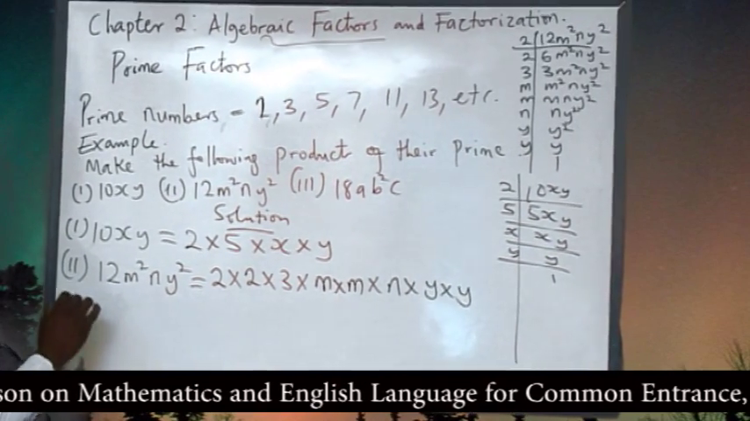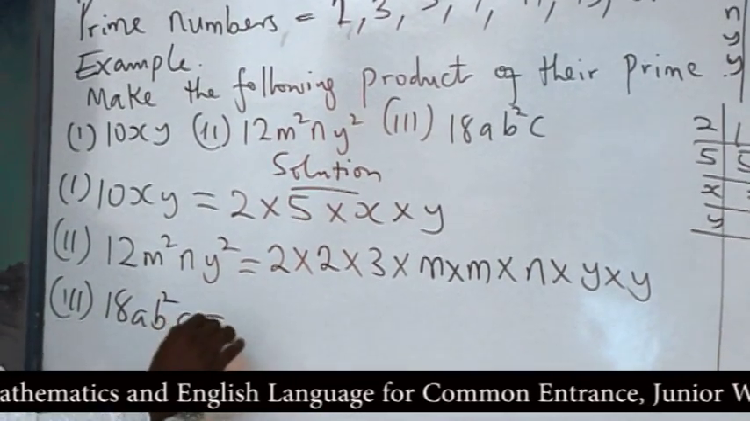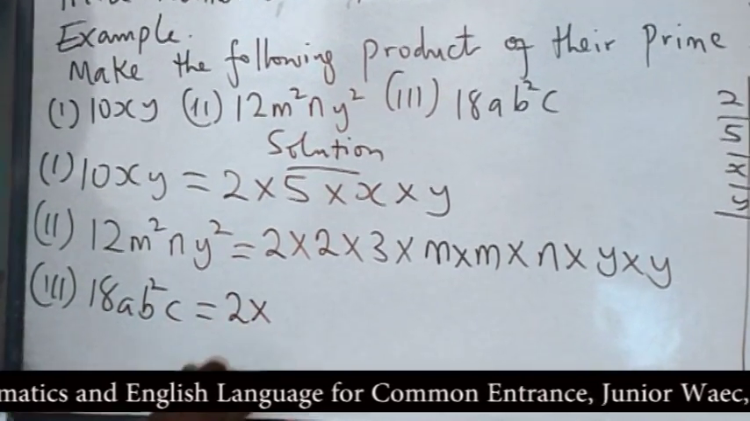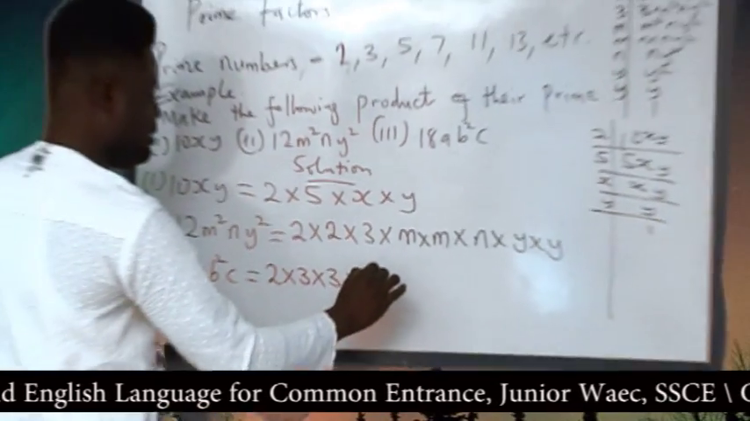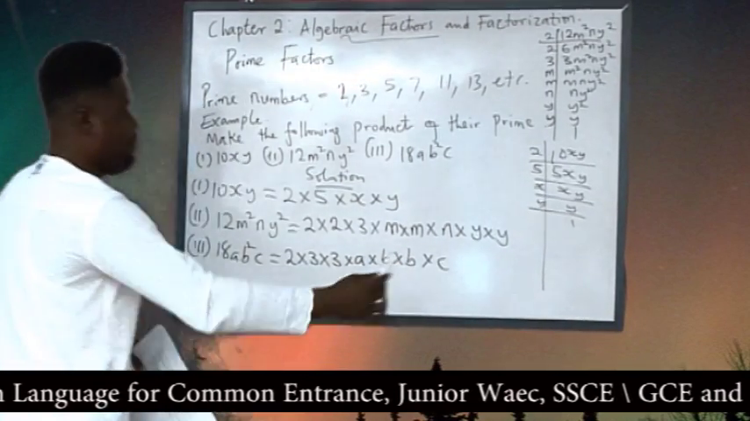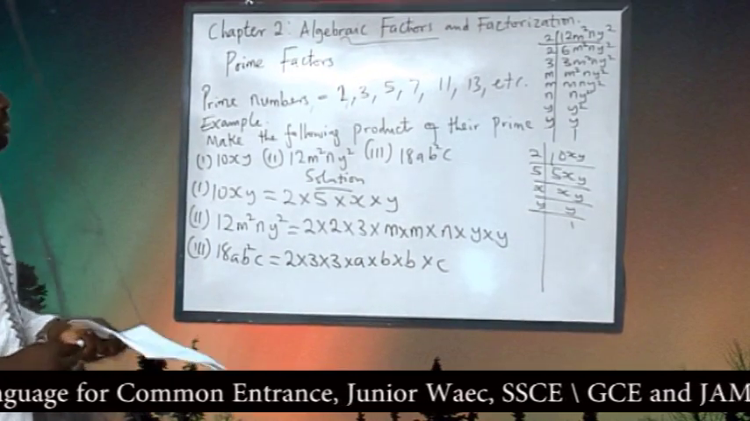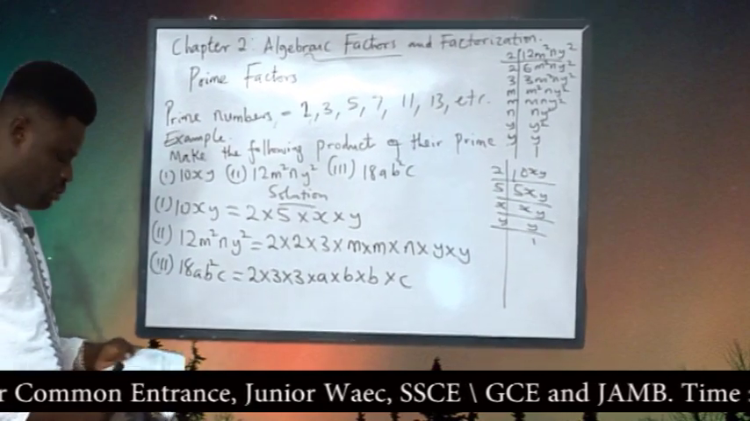So number 3, 18a b squared c. 2 can divide 18 to give us 9. 3 can divide 9 to give us 3. 3 can divide, then gives us a. b is twice, then c is 1. These are the prime products of these numbers. These are called the prime factors of the numbers. So we'll go to the next stage.